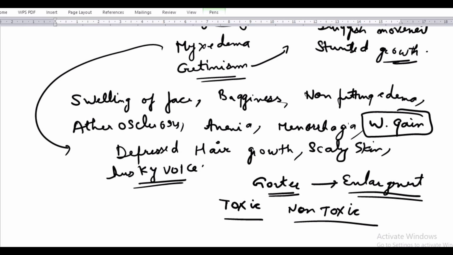Now coming to the treatment for the thyroid disorders. First of all, for hyperthyroidism we can give anti-thyroid substances like thiocyanates that inhibit iodide trapping. We can give propylthiouracil or methimazole that block the thyroid hormone synthesis, or surgical removal like thyroidectomy is performed.